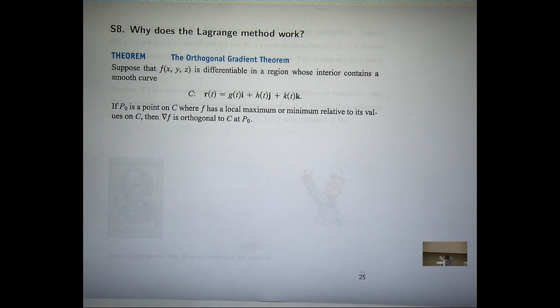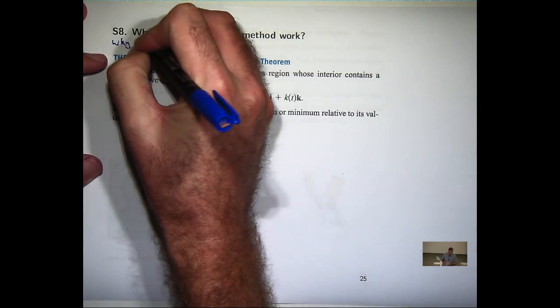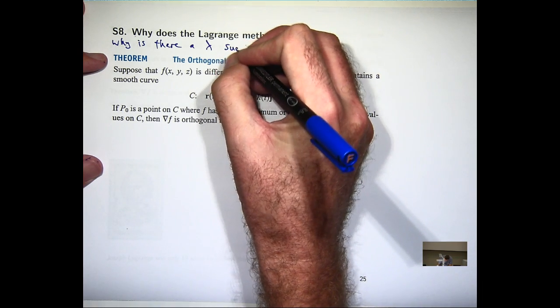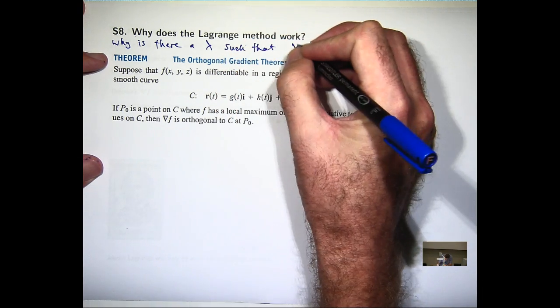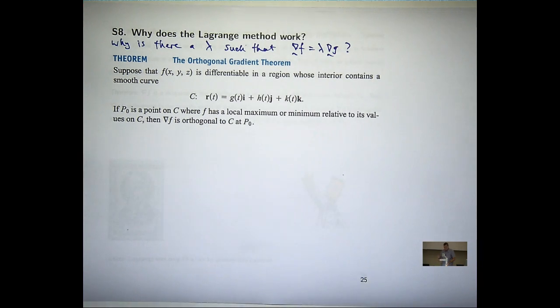Just in the last few minutes, I want to really show you why it works. A lot of students get taught this method and they just say, oh yeah, okay, it's a pretty method, as long as I can solve the equations, great. But why does it work? Okay? So the real question is, why is there a lambda such that grad f equals lambda grad g?